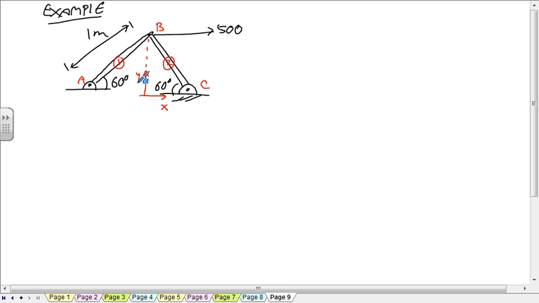What kind of joint is at the top? A pin. Yep. So all of these joints are pins. And the question is, what are the external forces on each of these members?